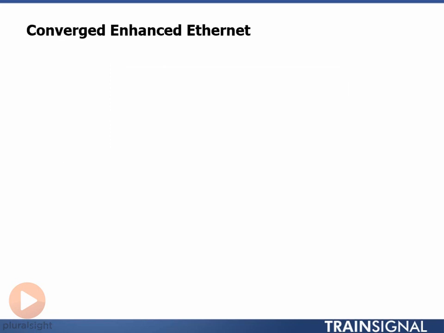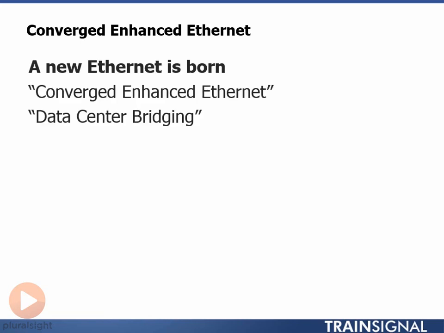First up, these enhancements to Ethernet have already been made, or at least most of them have, and a new Ethernet has been born. And depending on who you speak to, it goes by one of two names: Converged Enhanced Ethernet, CEE, or Data Center Bridging, DCB. The standards body that was responsible for defining and documenting these changes to Ethernet was known as the Data Center Bridging Group, hence the name Data Center Bridging, or DCB network.